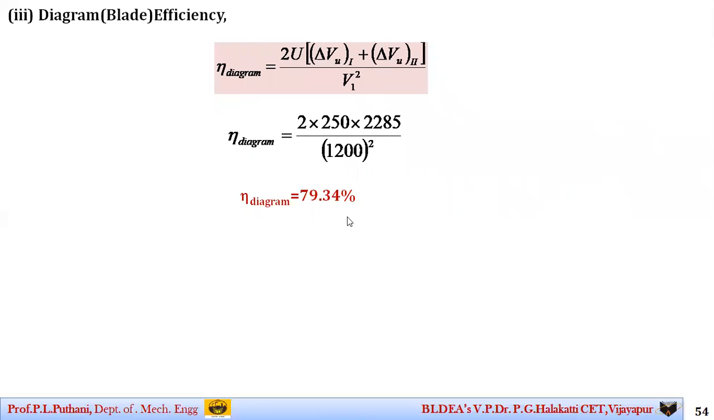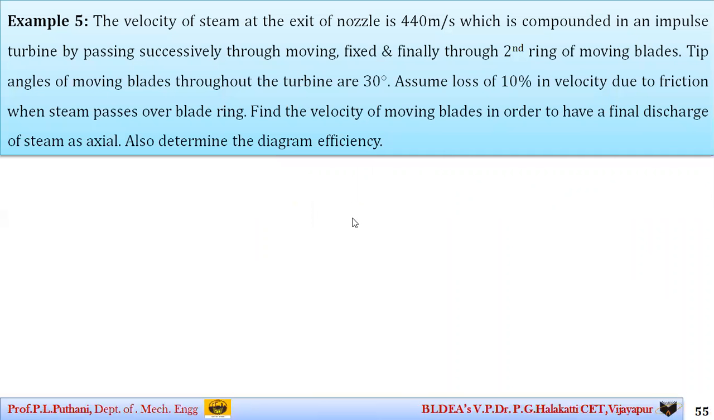Now, moving ahead. Similarly, we have another problem, second problem. Here he says, the velocity of steam at the exit of a nozzle is 440 meters per second, which is compounded in an impulse turbine by passing successively through moving, fixed, and finally through second ring of moving blades. Tip angles of moving blades throughout the turbine are 30 degrees. Assume a loss of 10%, he says 10% loss in velocity due to friction when steam passes over the blade ring. Find the velocity of moving blades in order to have a final discharge of steam as axial. Also determine the diagram efficiency.